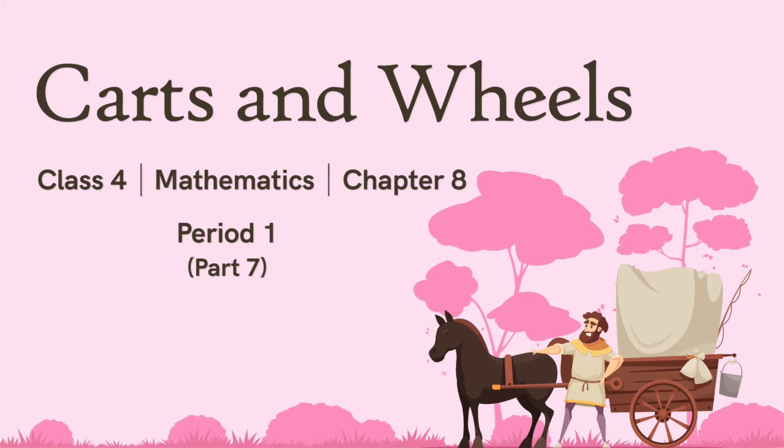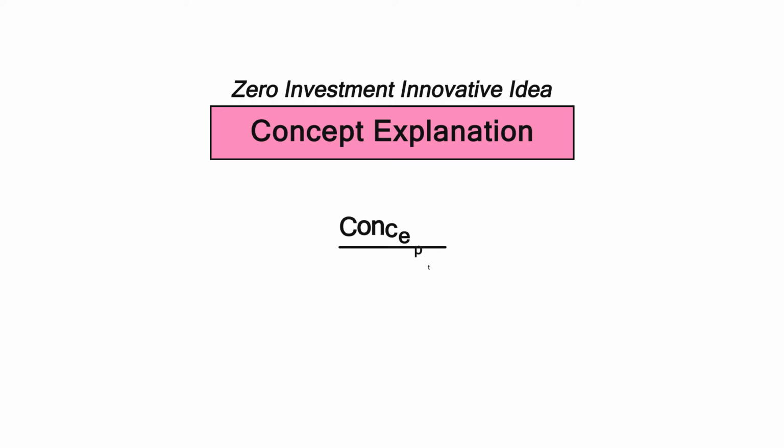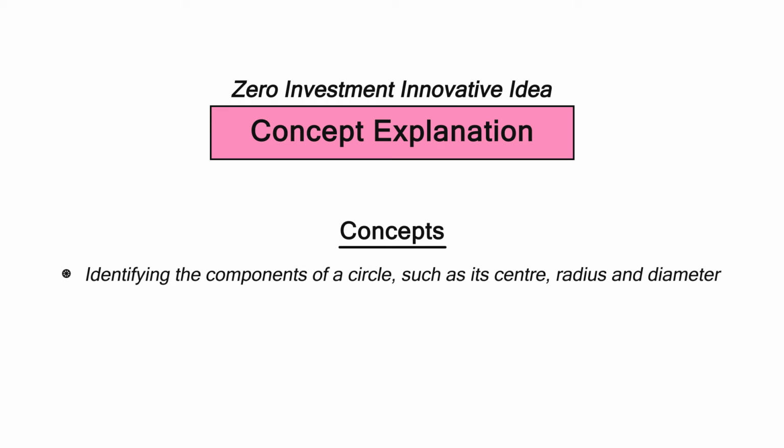As stated in our previous video, let's now make our students perform the activity that was demonstrated to them earlier. By implementing the zero investment innovative idea of concept explanation, let's find out how this activity will lead the students to derive a relationship between the radius and circumference of a circle. We will also lead the students to understand the concept of area of circle.